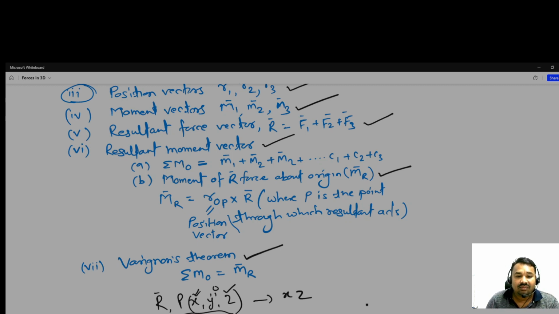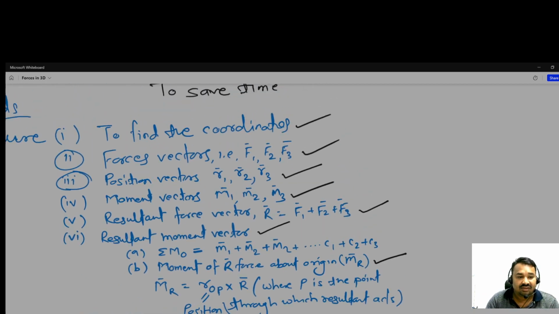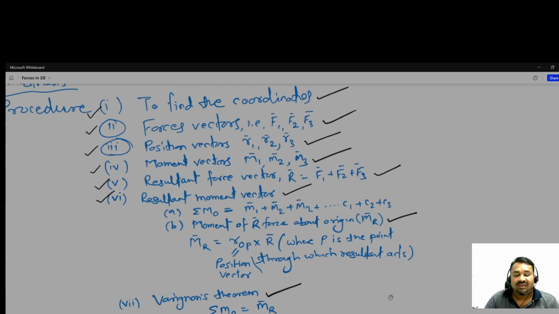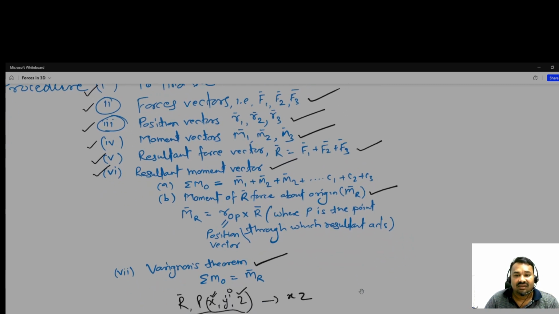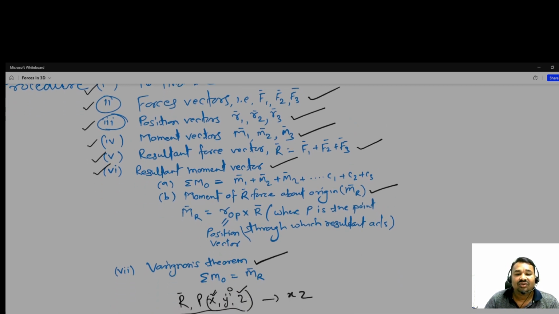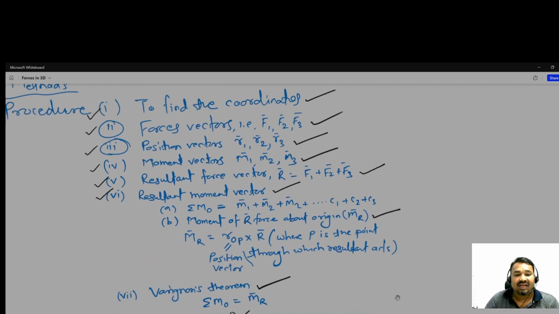Then what is the summation of moment about origin, and what about the moment of the resultant? In this way, to get this we have to follow the 6th one, then 5th, then 4th, then 3rd, then 2nd, then 1st. Just for better understanding, I solved it from the reverse. But it's your choice, and obviously we should start from the first step, but you should know how to get that. That's why I started from the last.